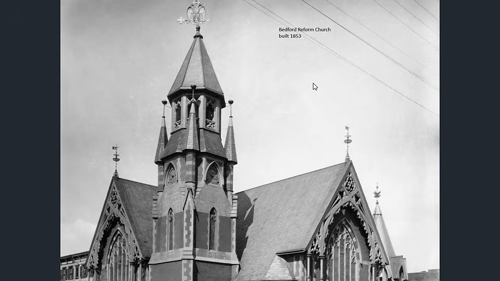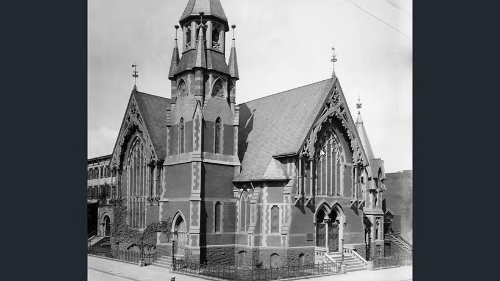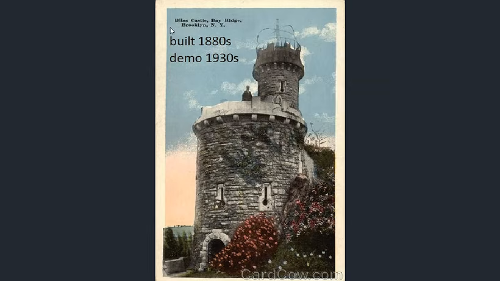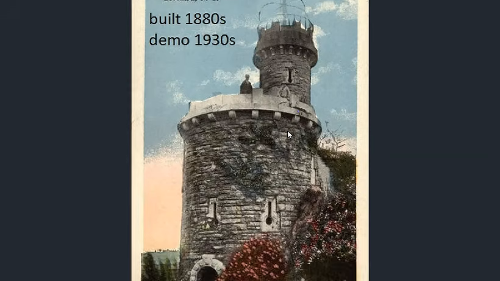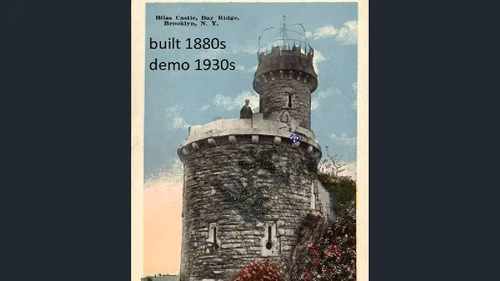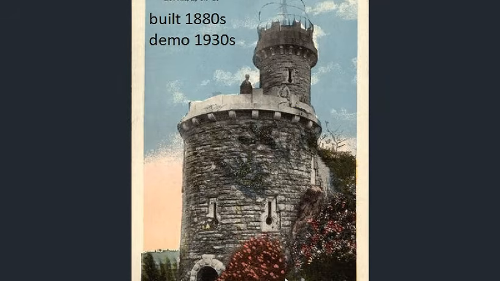The Bedford Reformed Church, said to be built in 1853. About 50,000 people living in Brooklyn in 1853. Nice looking structure. I found this as well, the Bliss Castle. Couldn't find any photos of it. You got about a 50-year window that this even existed. Yet another castle in Brooklyn. And I'm sure it's a much larger structure than we're seeing here in this postcard. But early demolition there. Huge reset through the first decades of the 20th century.